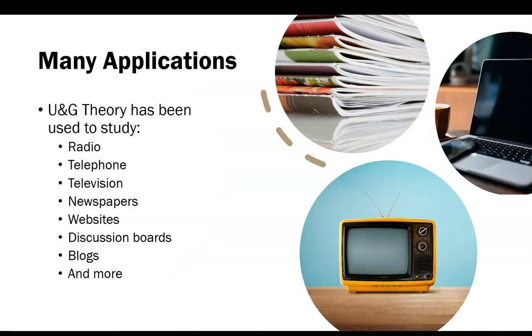This theory has been applied in a wide range of areas. As you can tell from the list here, as the types of media outlets evolve and change and new ones come into being, we can use uses and gratifications theory to find out how people are using it and what gratifications they're seeking through that process. So it's been used to study more traditional media forms such as radio, television, and newspapers. It's even been used to study telephone use as a source of information. Then it's gone into more of our Web 2.0, Web 3.0 world of websites, discussion boards, blogs, and even more, such as social media.